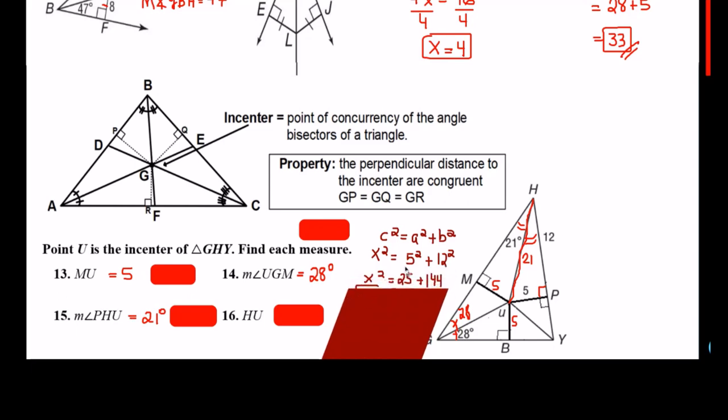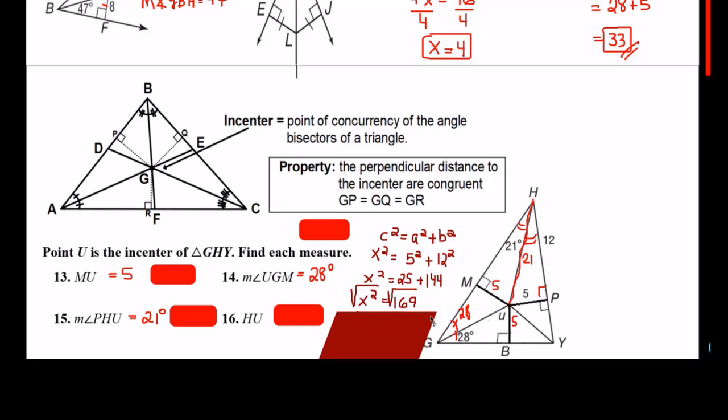Now all I have to do is 5 squared equals 25, 12 squared is 144. We have 169. Please remember, to get rid of the x squared, all you have to do is take the square root of both sides, and we get x equals 13. That's the answer that we're looking for.